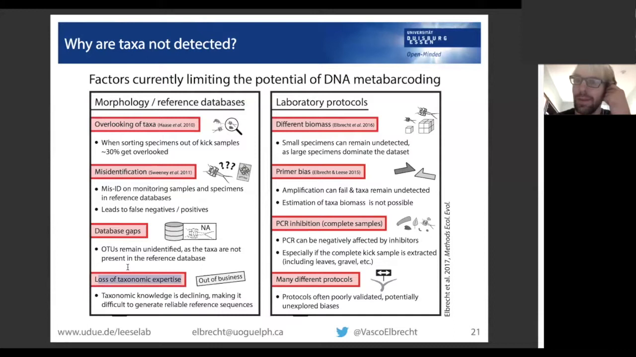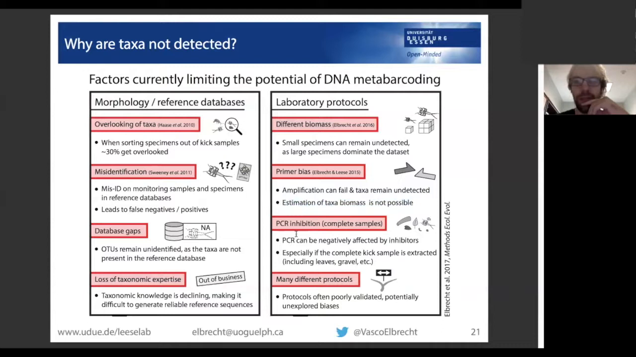Then we talked about the difference in biomass. We have small specimens which might remain undetected if we don't sort our samples, and we have high differences in biomass in the sample. And also we have this issue with primer bias, but here we can solve this a little bit by developing better primers, so better start and end sequences for the fragment we want to copy. However, estimation of biomass will still not be possible because there's still this bias in the order of 1 to 2 magnitudes. We won't get rid of that.